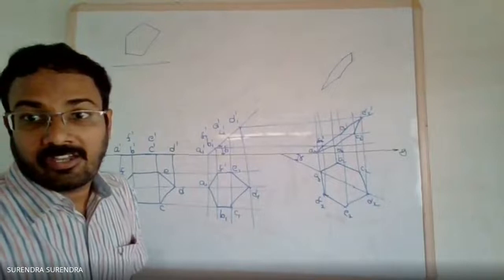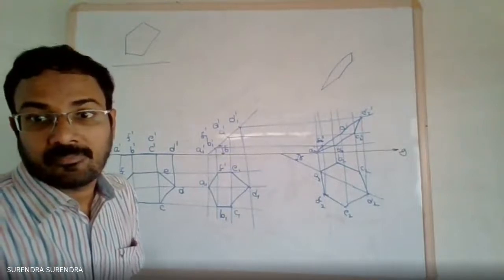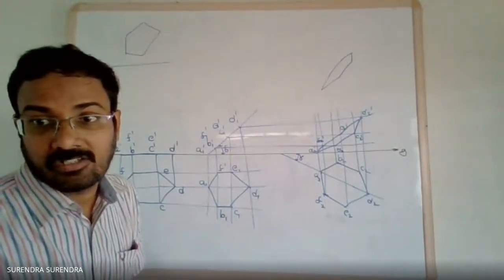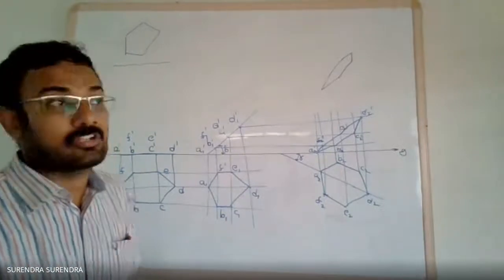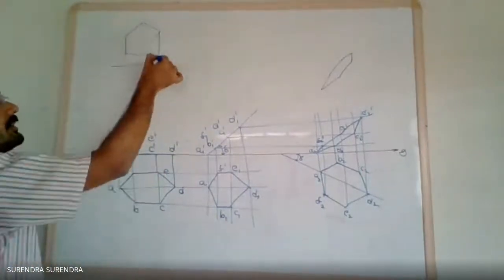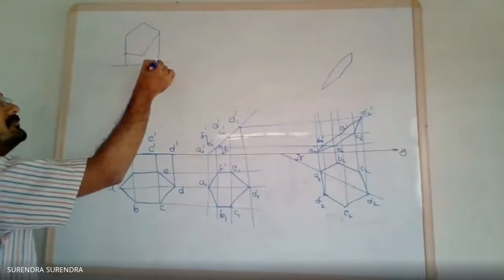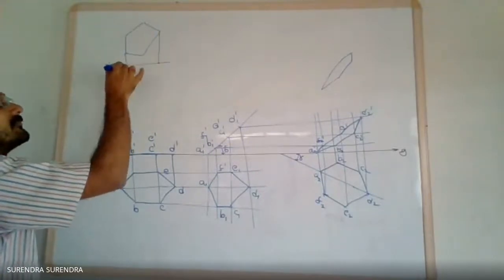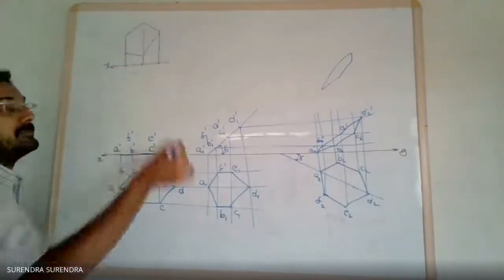And is it resting on any corner? It has one corner on the VP. So since it says corner on VP, project all the points onto the vertical plane.